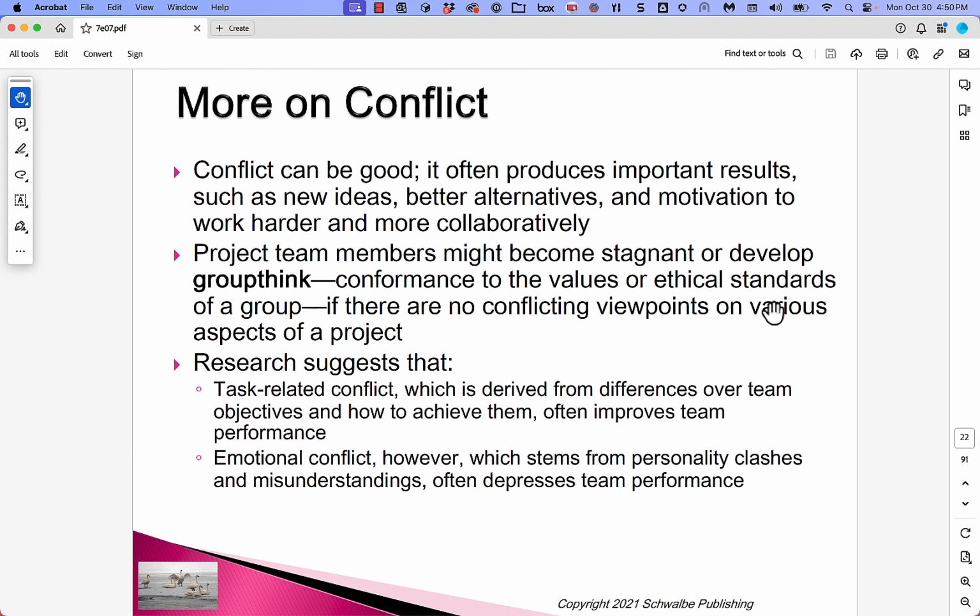Research suggests that task-related conflict, which is derived from differences over team objectives and how to achieve them, often improves the performance of the team. Emotional conflict, however, which stems from personality clashes and misunderstandings, often depresses the team's performance. So when we're talking about perhaps having too little conflict, we're probably talking about too little task-related conflict. Too little emotional conflict is probably a good thing.